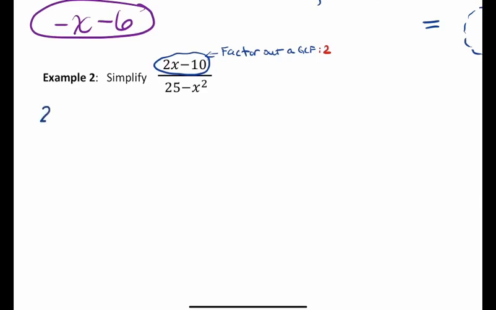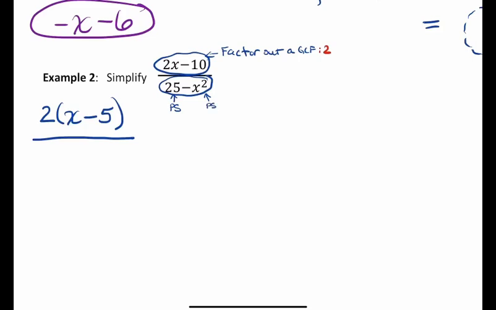I'm going to write over here. And when you do that, you get x minus 5. And just like the first problem there, we have 2 perfect squares. That's a perfect square, right? 5 times 5. And that's a perfect square of x times x.